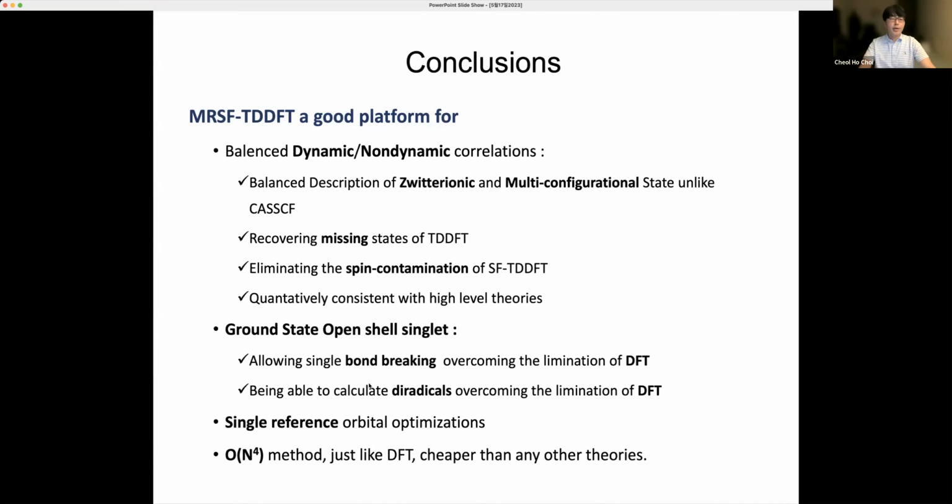Also, you can calculate the ground states and open-shell singlets, so that you can study bond breaking and radicals. This theory is still N to the 4th formally, practically N to the 3rd, just like DFT. So it's cheaper than any other high-level theories.